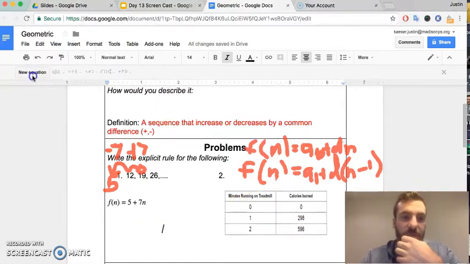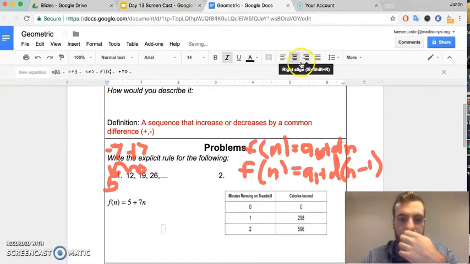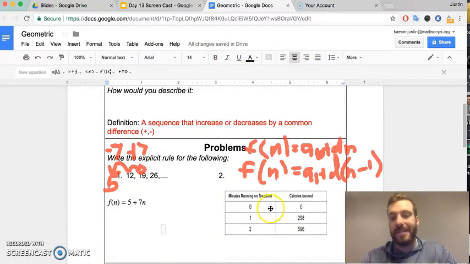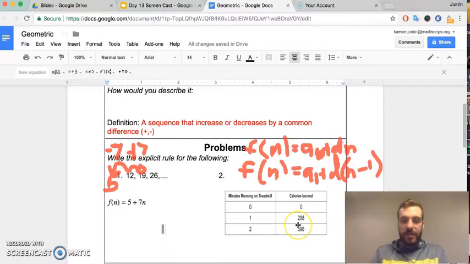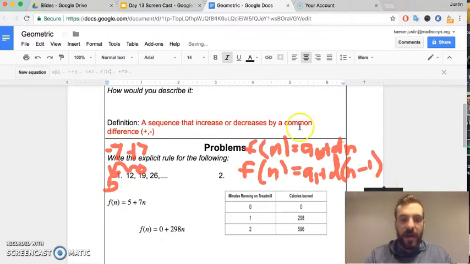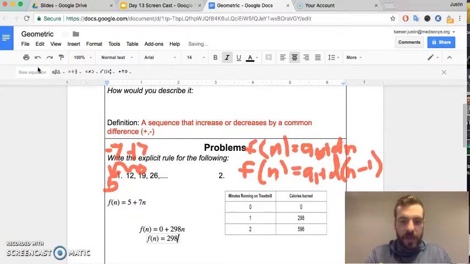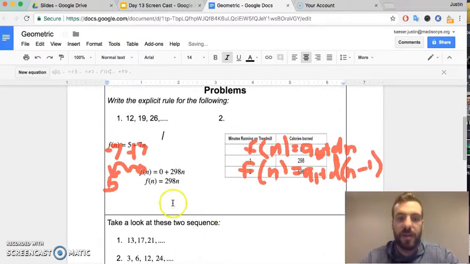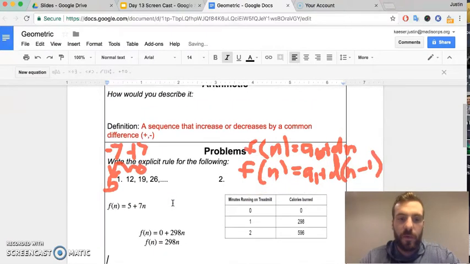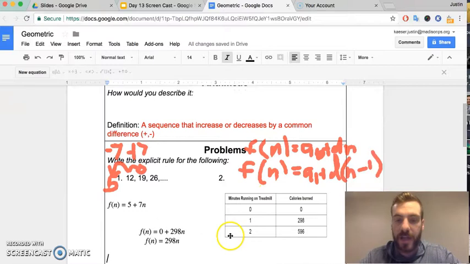Now, for number 2, I'm going to type it right down here. You're given a sub 0, and luckily it's 0. Your calories burned is 0. So your f of n equals 0 plus d. What's my d here? Well, I'm adding 298n. Again, you don't have to write the 0. You could just do f of n equals 298n. That's the exact same thing. Both work for solving for any nth term.